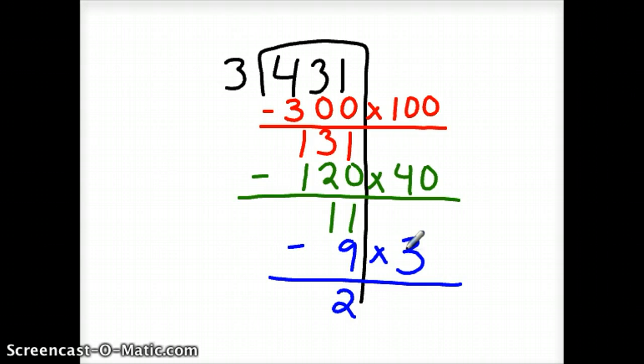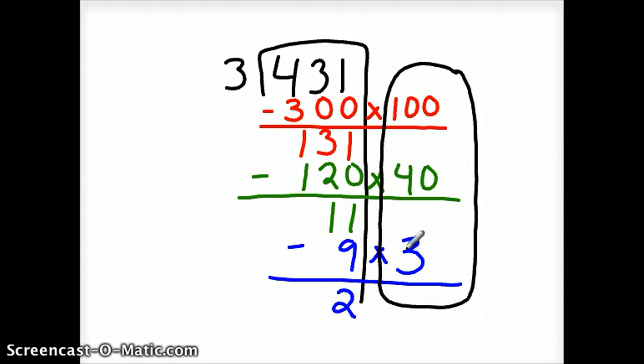And so just like I did in the partial quotient strategy before, I'm looking at which groups I have taken, or how much I have taken out so far. And I took 100 groups, 40 groups, and 3 groups. So when I add that together, I have 143 groups of 3 that I've taken out. And then I'm left with a remainder of 2. I have 2 left over after taking those 143 groups out of 431.